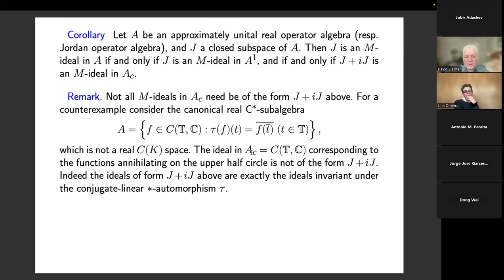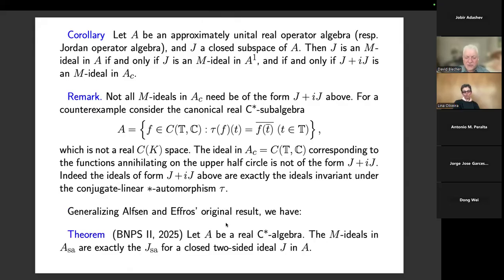And so T here is the circle, and the ideal corresponding to the functions annihilating the upper half circle is not of the form J plus iJ. The ideals of the form J plus iJ are exactly the ideals that are invariant under this automorphism.